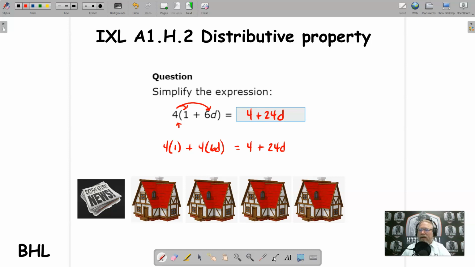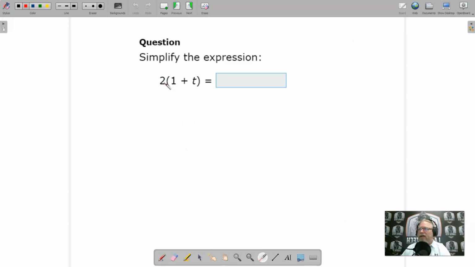Now this step that we see right here is not necessarily mandatory to write out. We could just simply have said, okay, 4 times 1 is 4, and 4 times 6 is 24, and remember the variable D goes along for the ride, so we include the variable D there, and end up with 4 plus 24D. Let's look at another example of this.